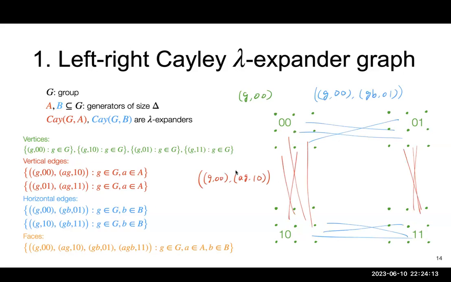And then we have these edges. For example, the vertical edges connect G with AG, and the horizontal edges connect G with GB. And because the left and right actions commute, these edges actually form squares. For example, G, AG, GB, and AGB form a square.